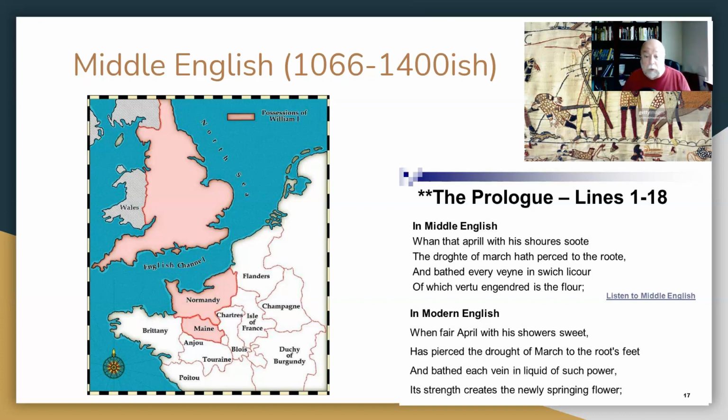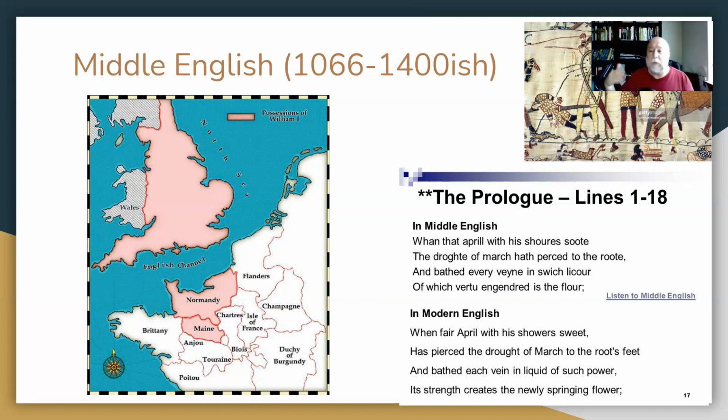Okay? And then take a look at the Modern English translation. Oh, this looks a lot more like Modern English, right? When fair April, with his showers sweet, right? It's rainy in April. Has pierced the drought of March, so usually dry in England in March, to the root's feet, and bathed each vein, like the plant has veins, in liquid of such power, life-giving power. Its strength creates the newly springing flower.